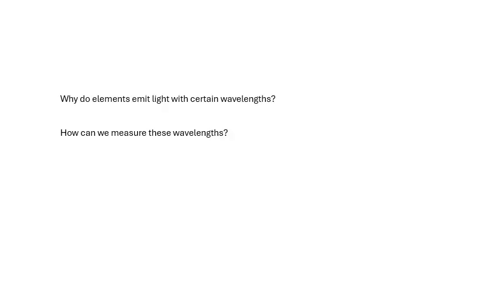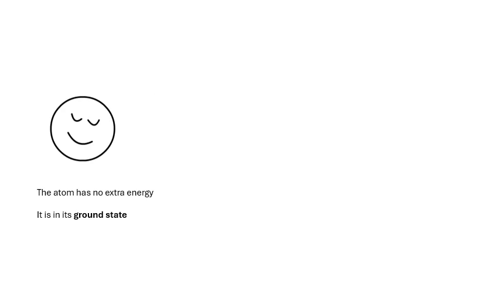Now, why do elements emit light with certain wavelengths, and how can we measure these wavelengths? Okay, so why do they emit light with certain wavelengths? Now, this atom is having a snooze. Okay, this atom has no extra energy. It's in its minimum energy state. It's called its ground state. It can't have any less energy.